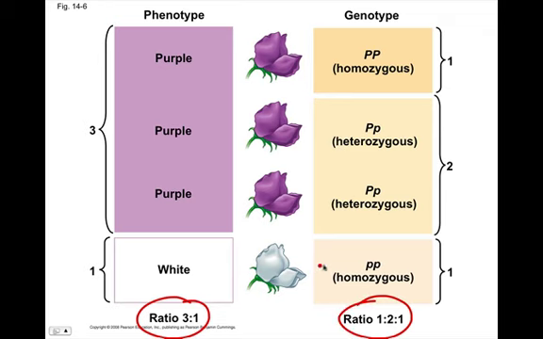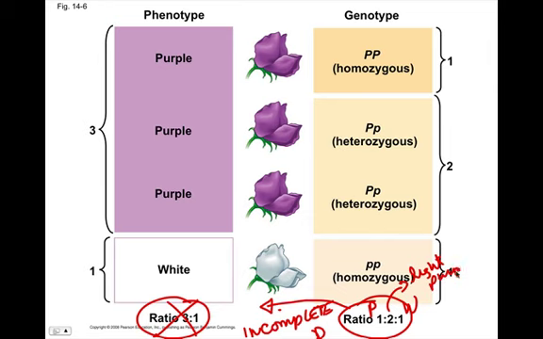Now, if this were incomplete dominance, right? In incomplete dominance, we would see this, nothing hidden. So this ratio would be true here also. So for incomplete dominance, we'd have a thing where you'd have like purple and white, and then half the plants would be this light purple, we'll say, imagine that.